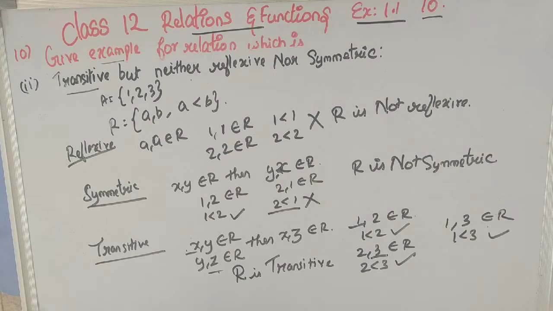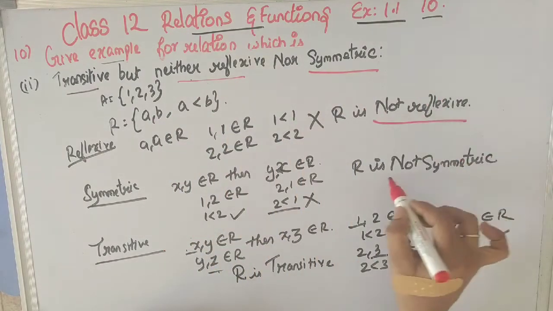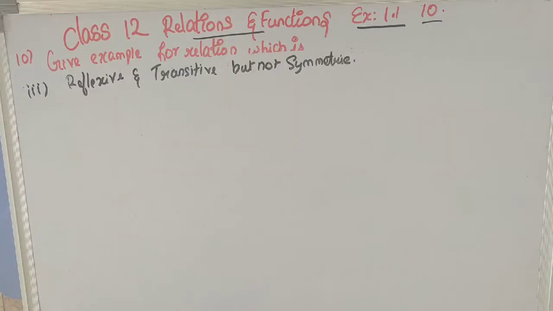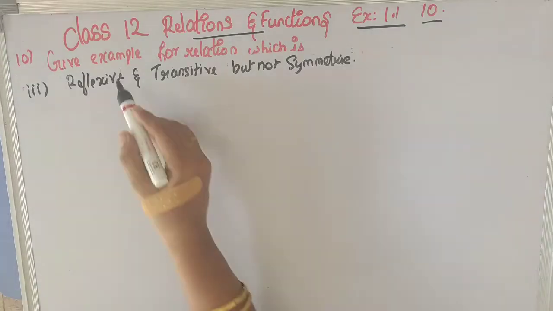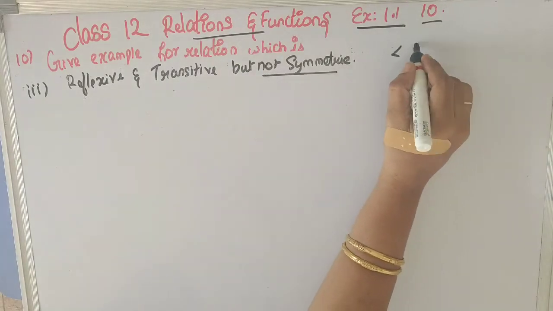So, we have given an example for the relation which is neither reflexive nor symmetric but only transitive. Clear? Do you understand? Now we can go to the next question. Here we should give an example for a relation which is reflexive and transitive but not symmetric.